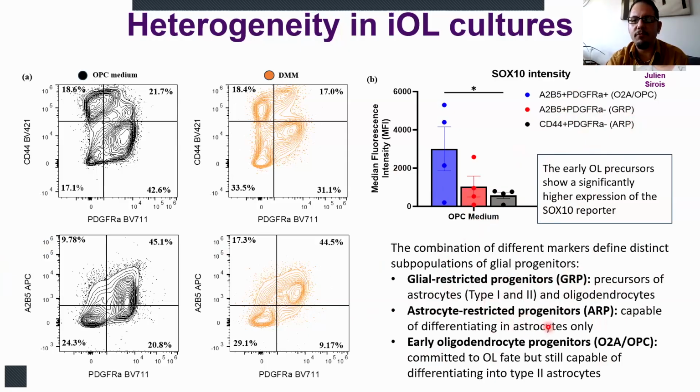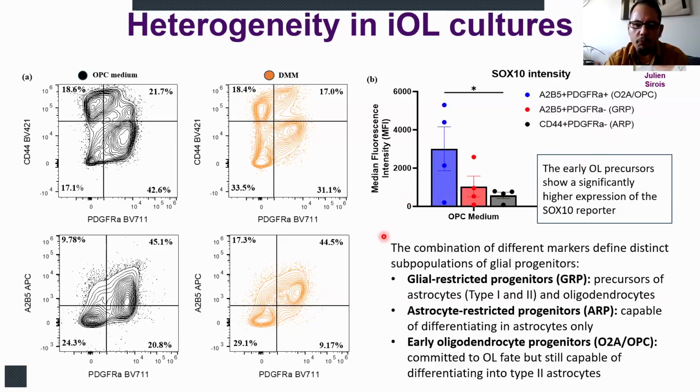The second is the astrocyte restricted progenitor, ARP, that is only capable of giving rise to astrocytes. And the third is the early oligodendrocyte progenitor, called O2A or early OPC. This is still committed to the oligodendrocyte fate, but under certain conditions is capable of giving rise to type 2 astrocytes. We also noticed that the cells that expressed the higher intensity of the SOX10 reporter were the early OPCs.